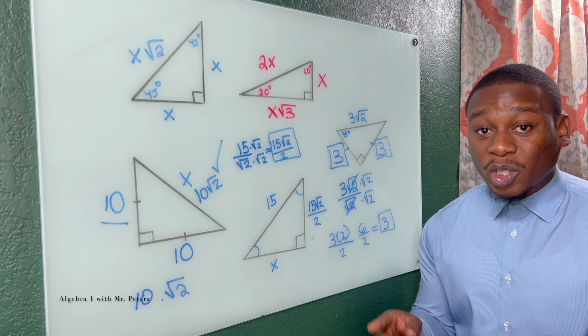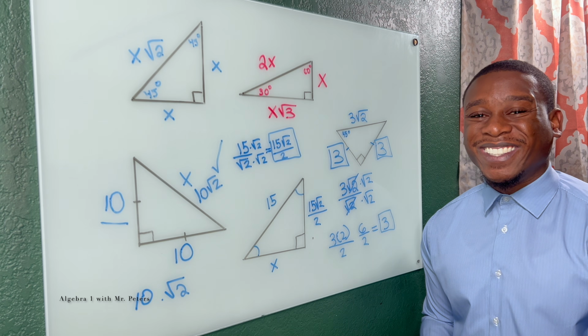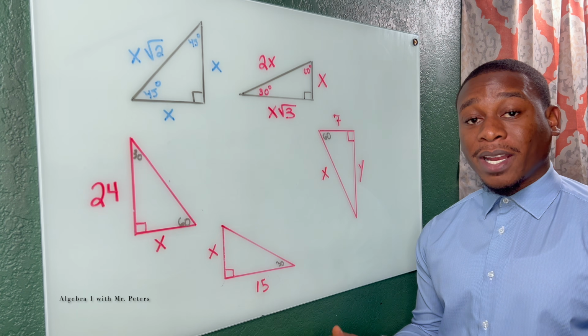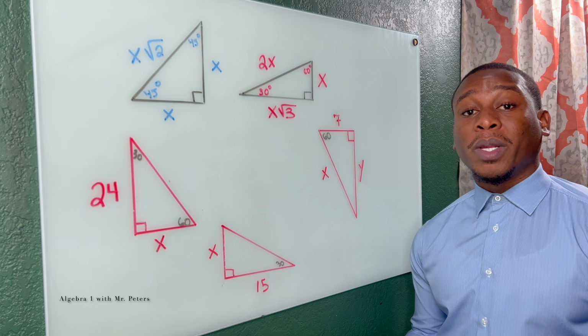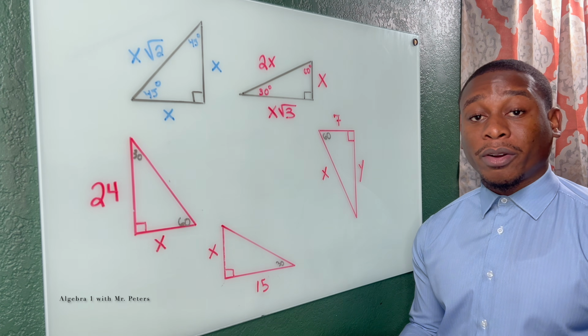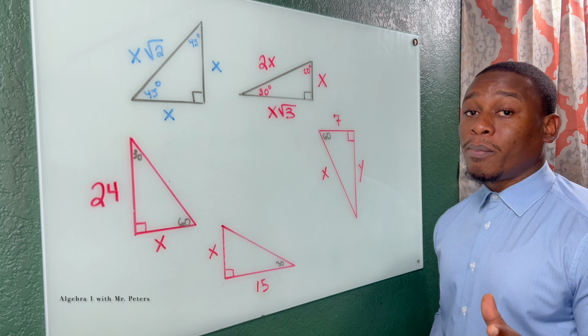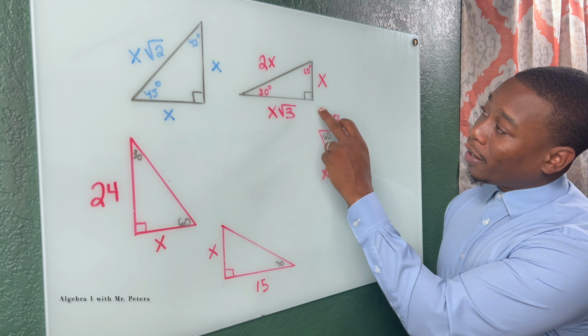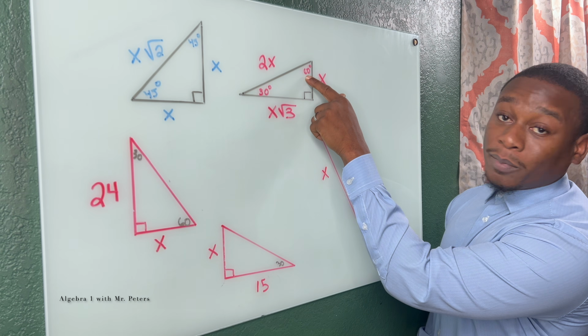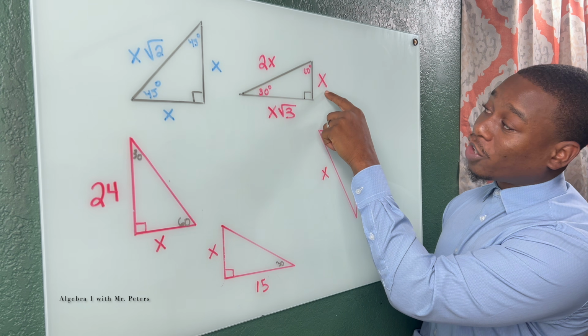And now we're going to go over to our other special right triangle. We're moving over to the 30, 60, 90 triangle. And honestly, family, I think this one is a little bit harder compared to the 45, 45, 90. But one thing we need to remember and understand is that the short leg is going to be the 60-degree side, meaning it's just x.